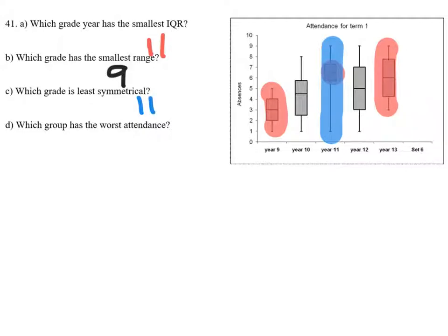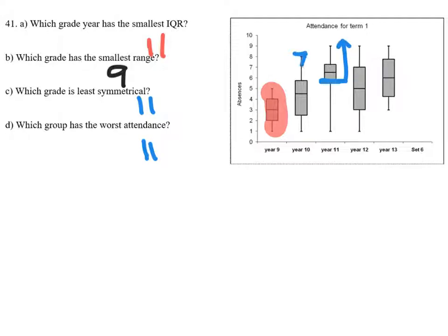And who has the worst attendance? I also think that's 11th grade. Let me show you why. Here's why I think it is the worst. At this point right here, going this way, 75%, right? Because there's the interquartile range, the two items there and there. So there's 75% of their students getting 6 or more absences. So I think they're the worst. So this is just reading box and whiskers.